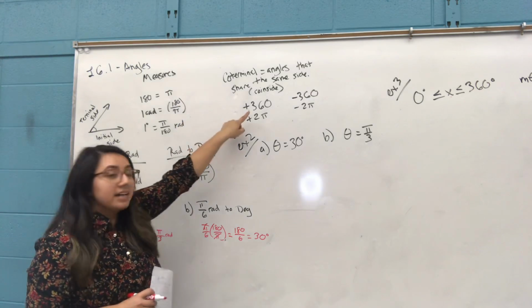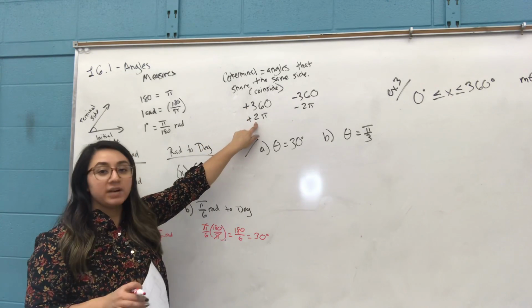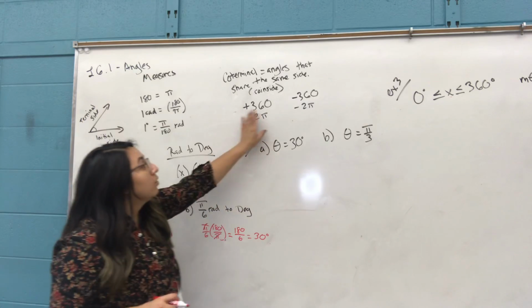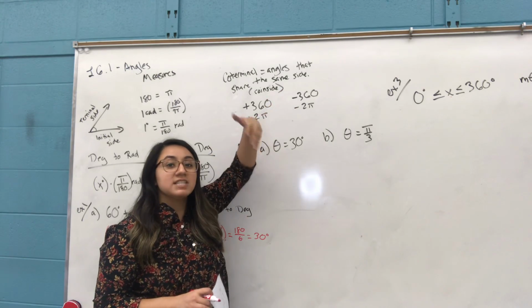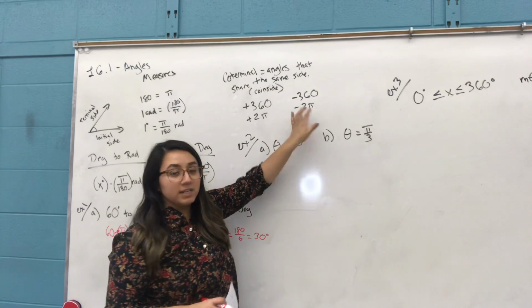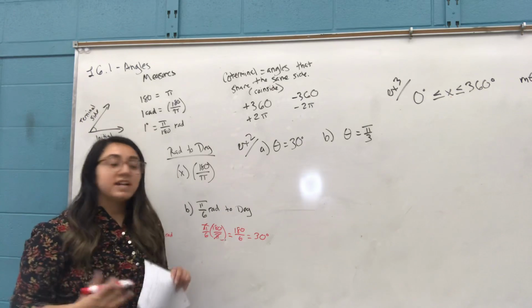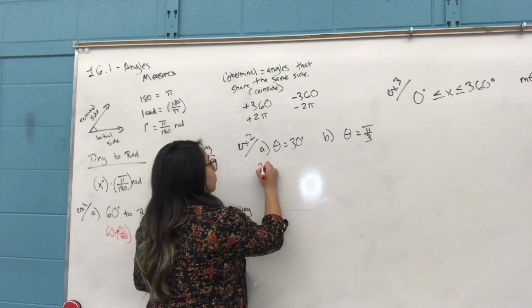We can either add 360 to the original angle, or add 2π radians, depending on how they give it to you, or you can subtract 360. We can find a negative coterminal angle, or subtract 2π radians. So here we have 30. They want us to find different angles that we can have. We can do a couple things.